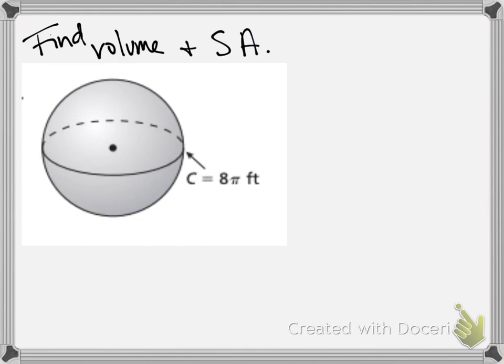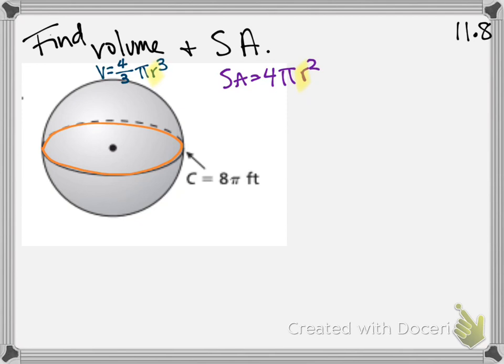In 11.8, we went over spheres. We're going to find the volume and the surface area. These two, the formulas have one thing in common. The volume is 4/3 pi r cubed, and surface area is 4 pi r squared. So there's one thing you plug in to each of them, and it is the radius. In a problem like this, where it gave you the circumference, you will need to find the radius in order to find the volume and surface area.